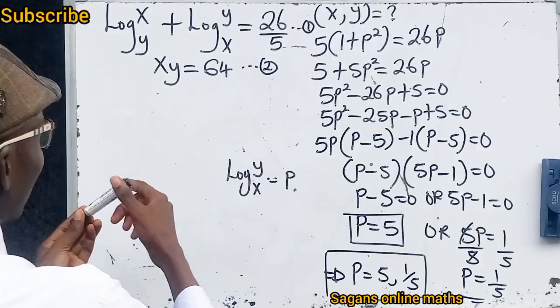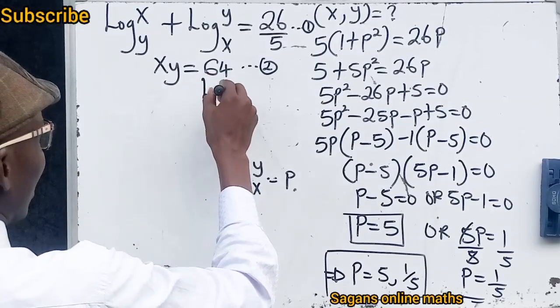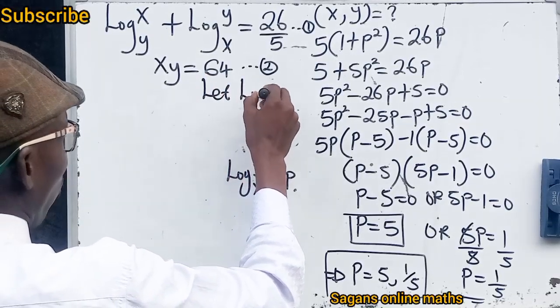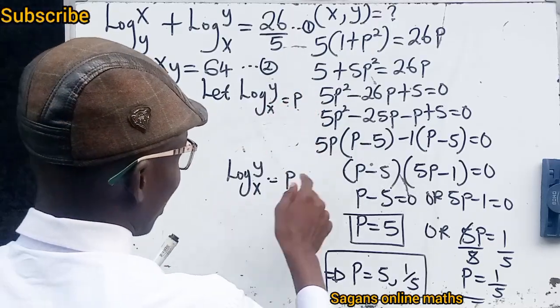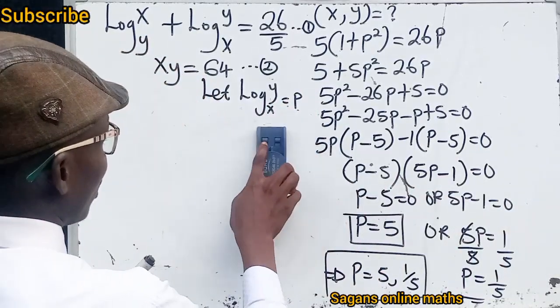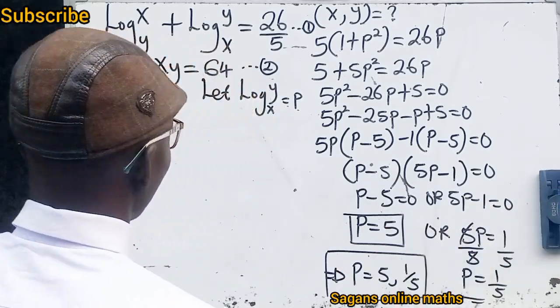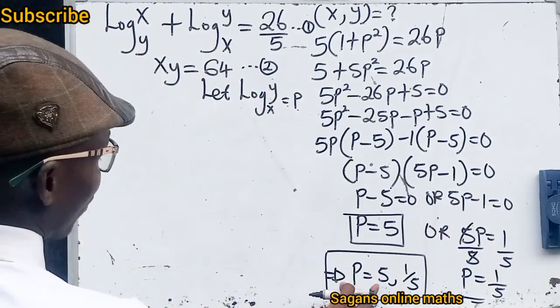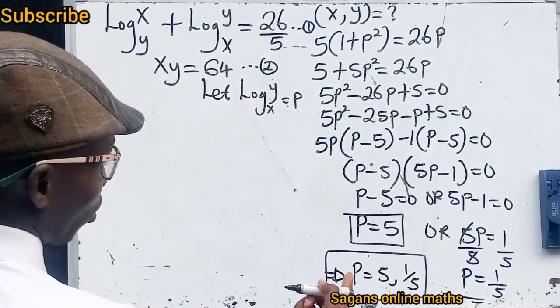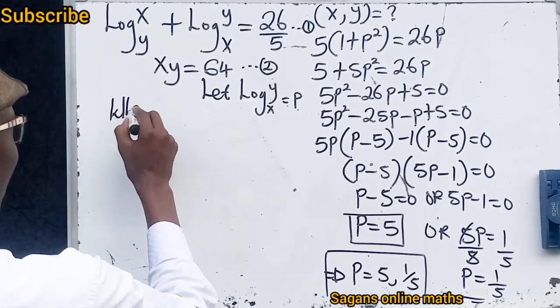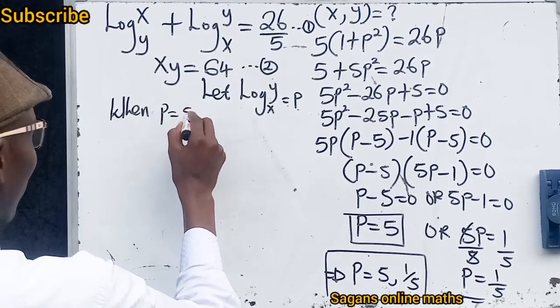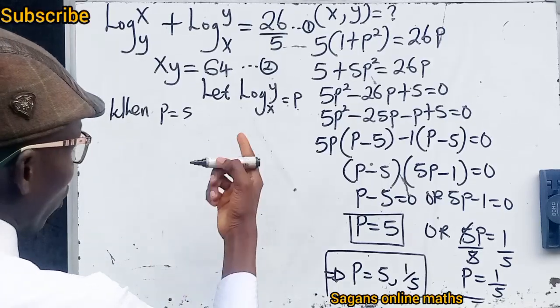Remember that we said, let log y base x equal to P. Don't forget, very important. It was here. So let me remove this from here. Now we know that P is 5 and P is minus 1. So when P is equal to 5, let's find either y or x.